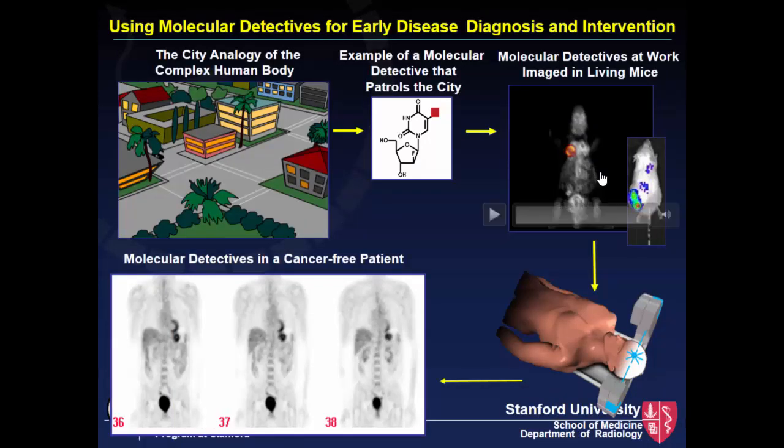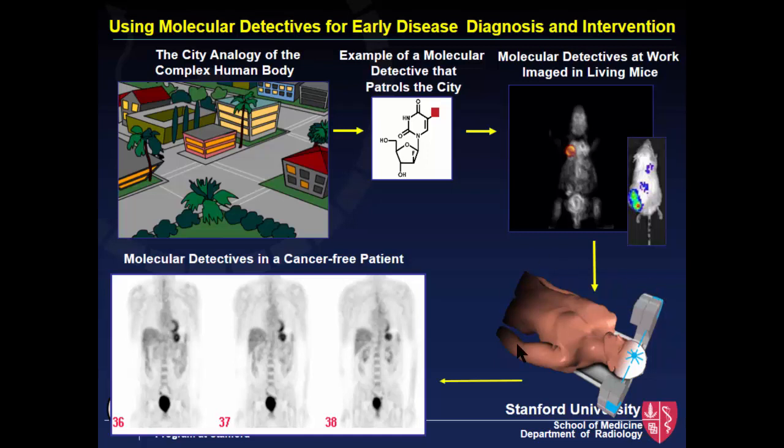And then more in-depth, looking at potential buildings, for example, where we want to send in molecular detectives to go in and interrogate people in the buildings and maybe send some information up to the satellites. So these detectives that we use for PET are what we call molecular detectives that help patrol the city, which is, in this case, a subset of the human body. And these molecular detectives at work, in this case, in a preclinical imaging project where we're looking at mice that have been xenografted with some tumor cells in the shoulder, you can see that these molecular detectives can show where the tumor is with respect to the rest of the living subject.